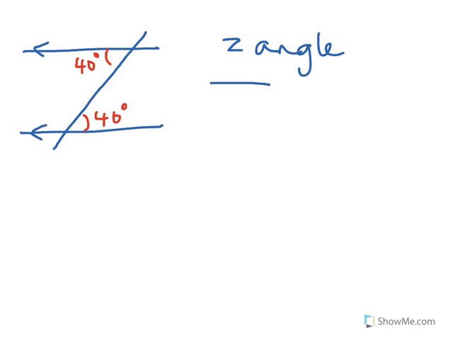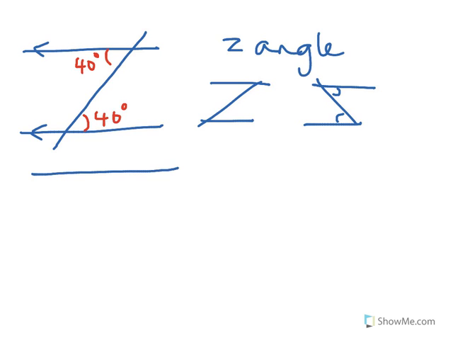It could be a backwards Z, so it could look like this. Backwards Z. Oh no, that's the same. I do apologise. Going that way. There we go. Backwards Z. So that means this angle and this angle are the same. Okay, so that's a Z angle.